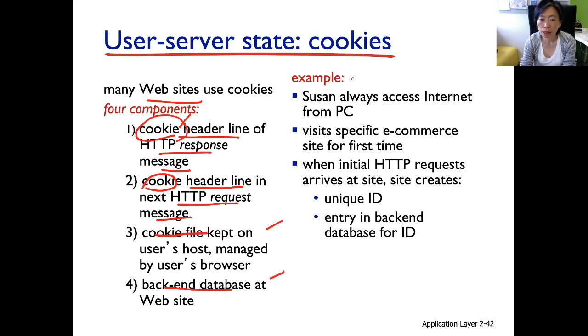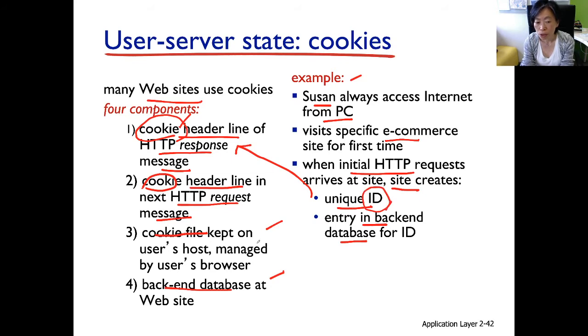Let's use an example to explain. It will work slightly better. Let's say Susan always accesses the internet from her PC, and she's visiting a specific e-commerce site the first time. In the initial HTTP request arriving at the server, the site will create a unique ID, and that will be an entry being added to the backend database. So that ID is going to be carried in the message the site sends back to Susan. That's going to be set cookie and then the number created here.